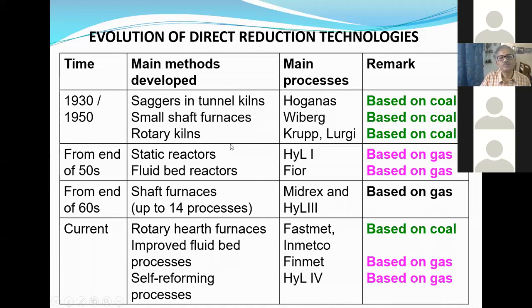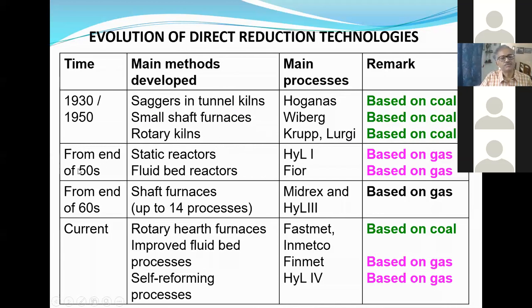Then came the rotary kiln process, the most rugged process, by Lurgi and the Krupp process, which are basically coal-based rugged DRI processes. That is the rotary kiln process.